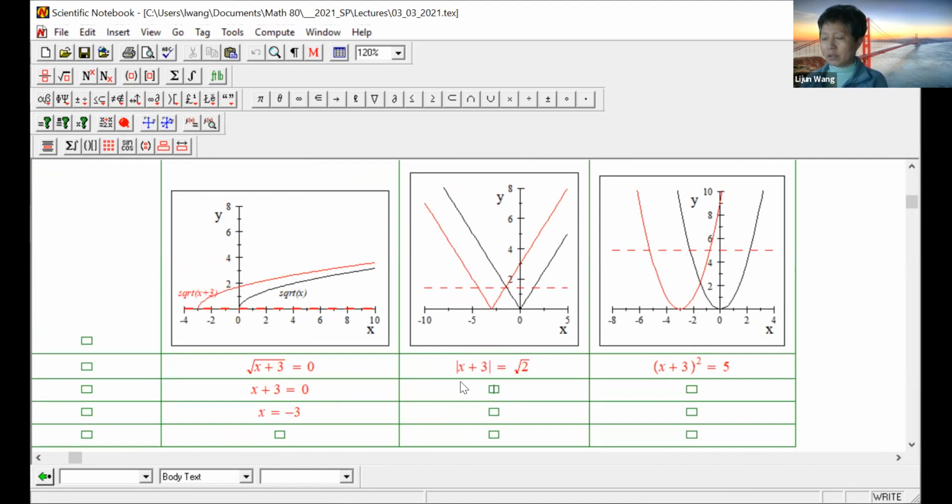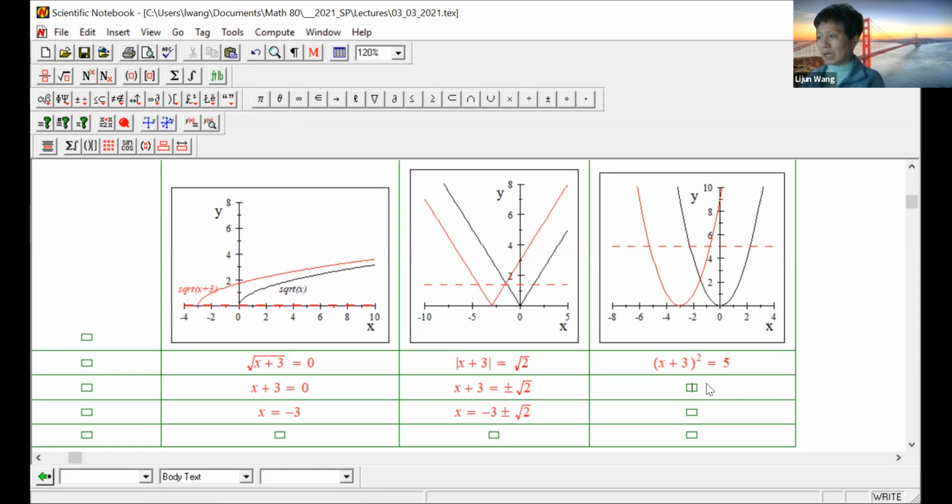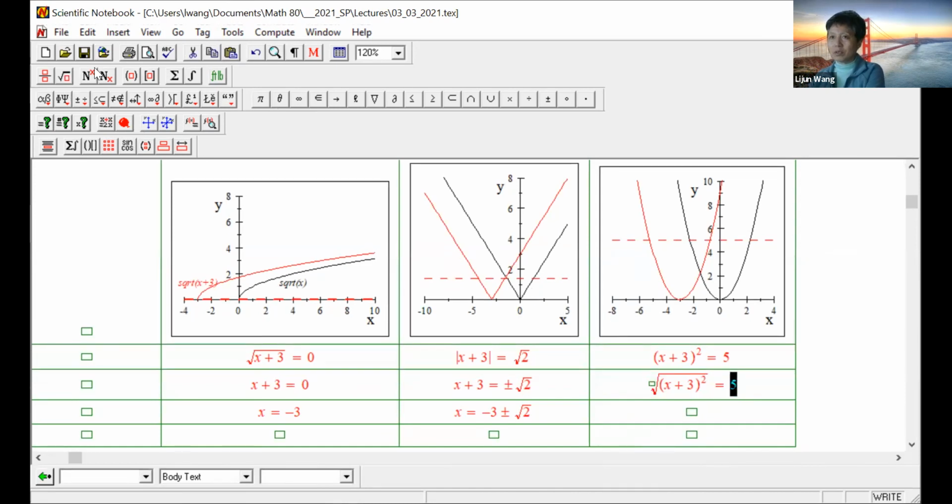And on this one, you can just do x plus 3 equals plus or minus square root of 2, and subtracting 3 on both sides, plus or minus square root of 2. Last but not least, we're going to take the square root on both sides. Remember those steps, right? We reinforced. If that is true, we take the square root on both sides. That should still be true.